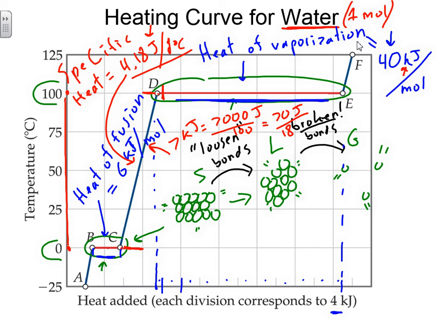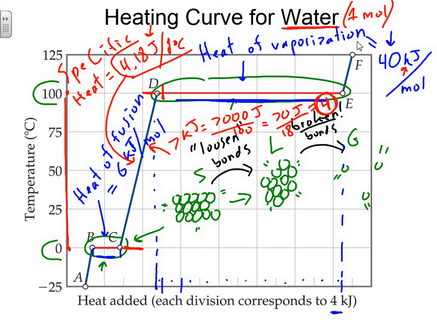About 4, roughly 4. Now the real number is 4.18 if you do it a little more carefully. But you can actually see that you can calculate what's called the specific heat of water from that curve, or from this line. And we'll be able to do this.